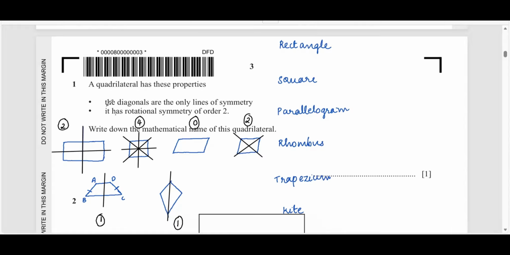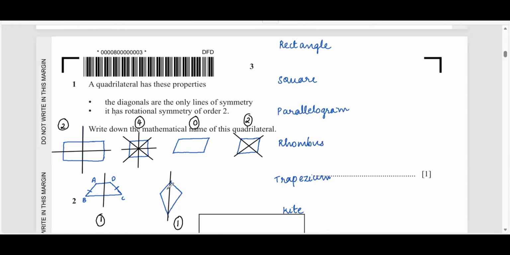It's mentioned that the diagonals are the only lines of symmetry. So here you can see the diagonals are the only lines of symmetry, which means it is a rhombus. Parallelogram does not have any. Square has diagonals, but along with the diagonals we have vertical and horizontal lines, so it can't be, because the diagonals are the only lines of symmetry. A rectangle has a vertical and a horizontal, but it does not have a diagonal. Trapezium has only a vertical line.